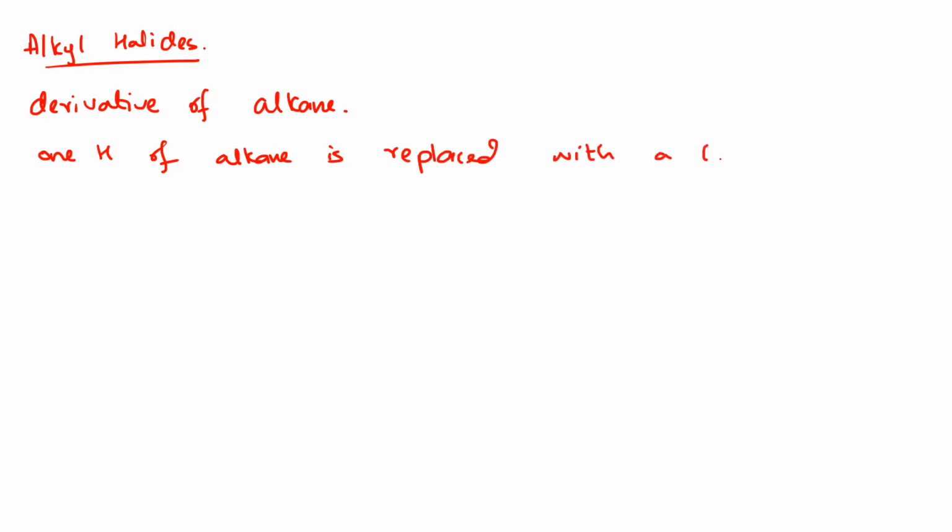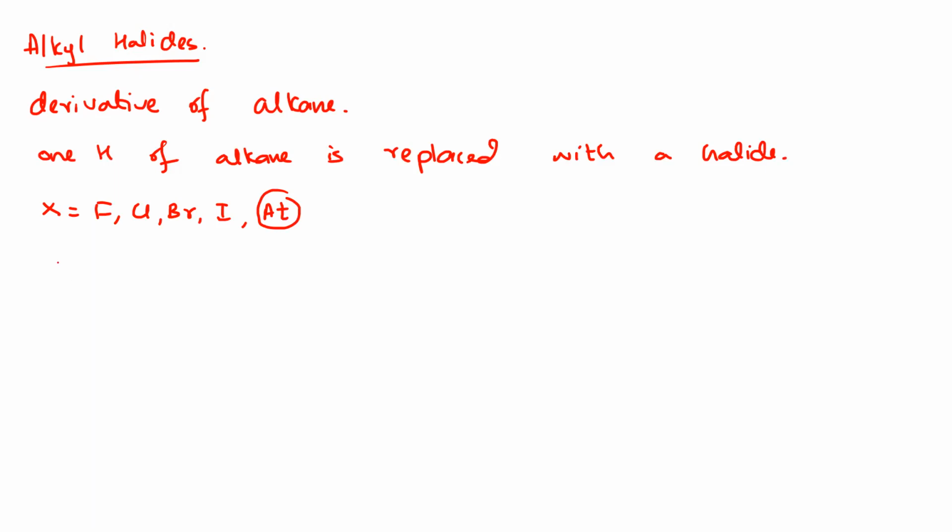It is a derivative of alkane in which one hydrogen of the alkane is replaced with a halide. Now, halide includes chlorine, bromine, iodine. We don't usually consider astatine as a halogen, but just for the sake of all halogens, I'm writing it.